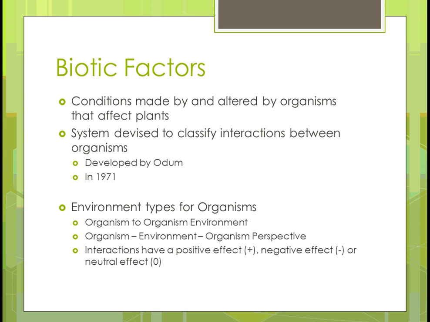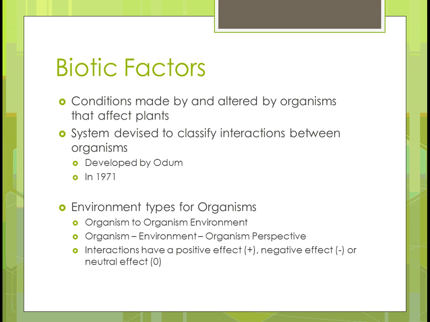Some of the environment types that are out there for organisms: it's organism to organism environment. So in other words, you're looking at a honeybee and, say, a cow, or a honeybee and a flower that it might be pollinating. It could be something from the organism to the environment back to the organism. So in other words, the organism will do something to the environment. It will put something into the soil, maybe to protect its area, and then another organism will come along and not like that area because of what that first organism did. So that's one type. And then all interactions that are out there either have a positive, negative, or neutral effect.